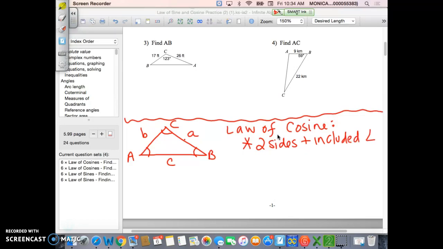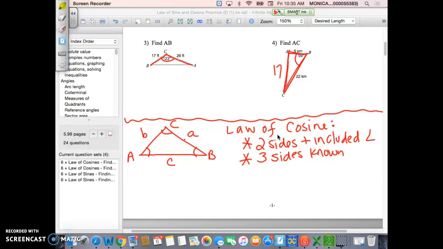And what you'll notice on this page, you have, for example, this side here, and the angle is in between the two sides. So all of these are law of cosine because you have two sides and the angle is in between the two sides. The second scenario where you will use law of cosine is if all three sides are known. So if I said that this was 9, this was 22, and say this was 17, if we know all three sides, then we can use law of cosines as well.